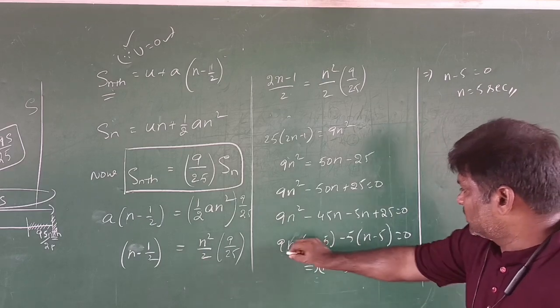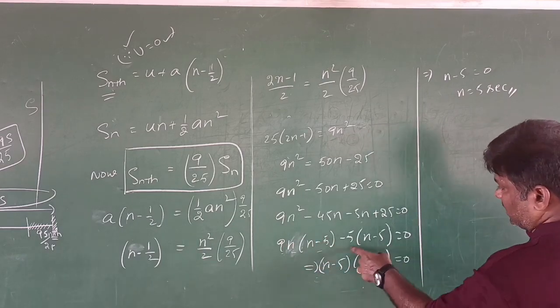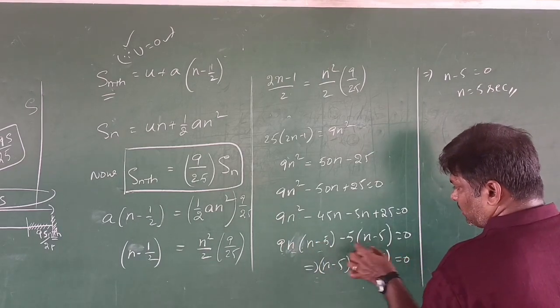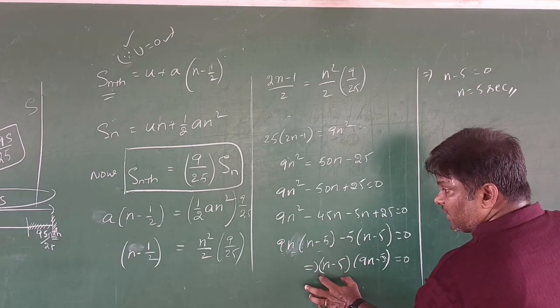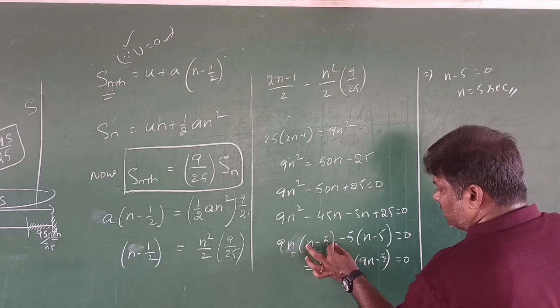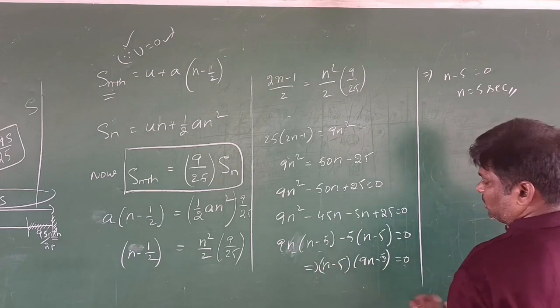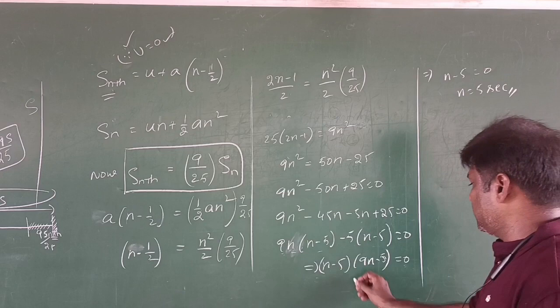From both the terms, this is one term and this is another term. In both the terms, n minus 5 is common. Just take this n minus 5 as common. Then what is remaining? 9n minus 5. So 9n minus 5 is equal to 0, and from this we will go through this one.